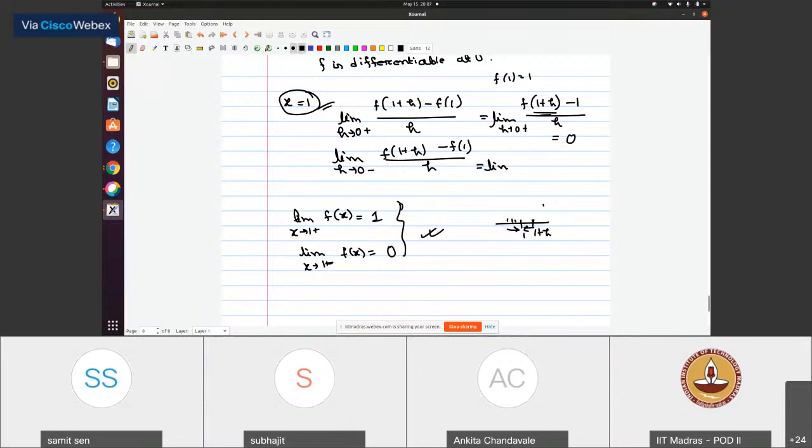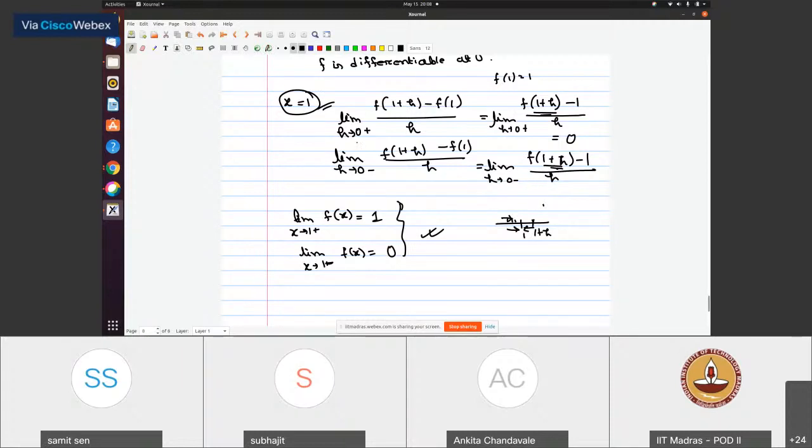But if I am taking this limit from the negative side, this is f of 1 plus h minus 1 by h. Now f of 1 plus h, I am approaching from the left side. And from the left side, this is nothing but 0. f of 1 plus h is 0, right? So why are you writing 1 plus h? Why don't you write 1 minus h?